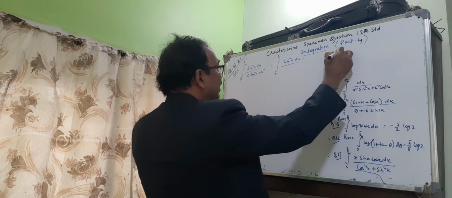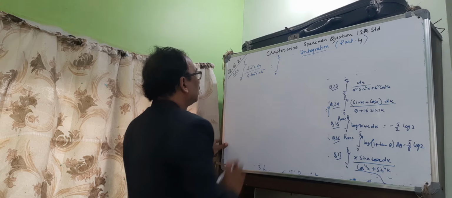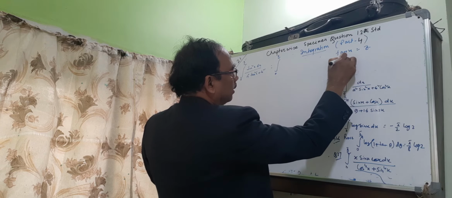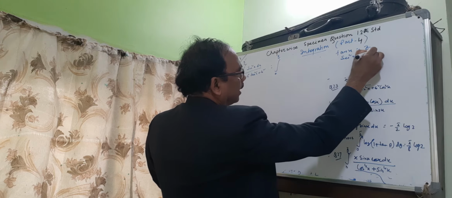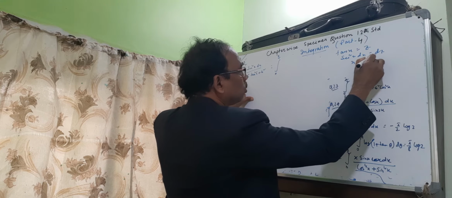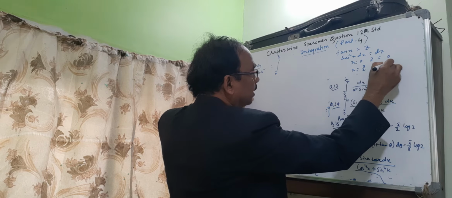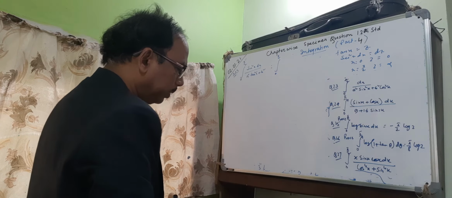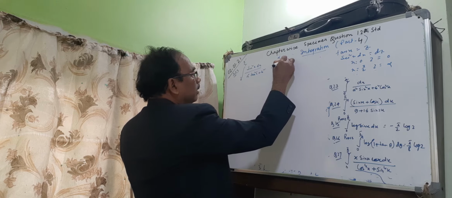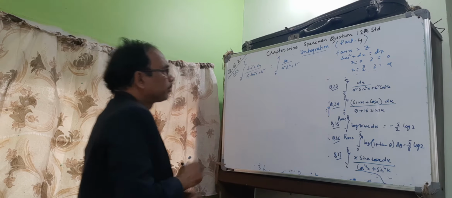We can put tan x equals z. Then sec square x dx equals dz. Now the limit changes: when x equals 0, z equals 0, and when x equals pi by 2, z equals infinity. The limit will change to 0 to infinity. We can write 0 to infinity dz over a square z square plus b square.